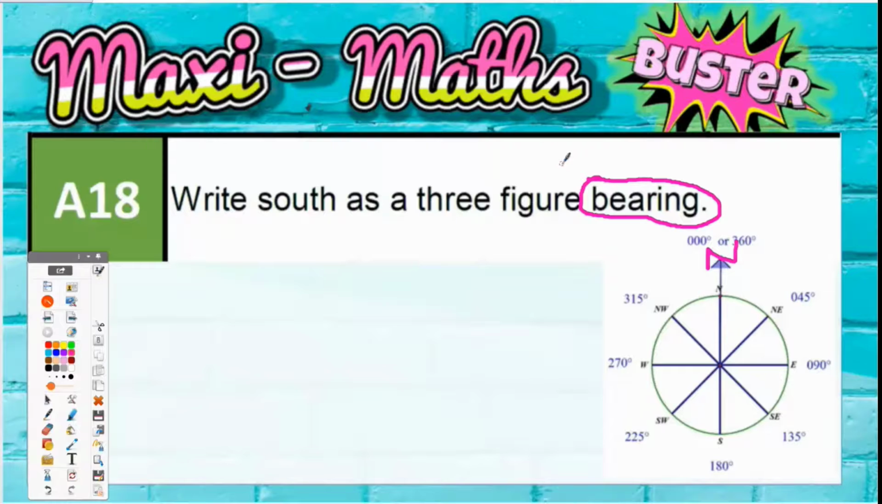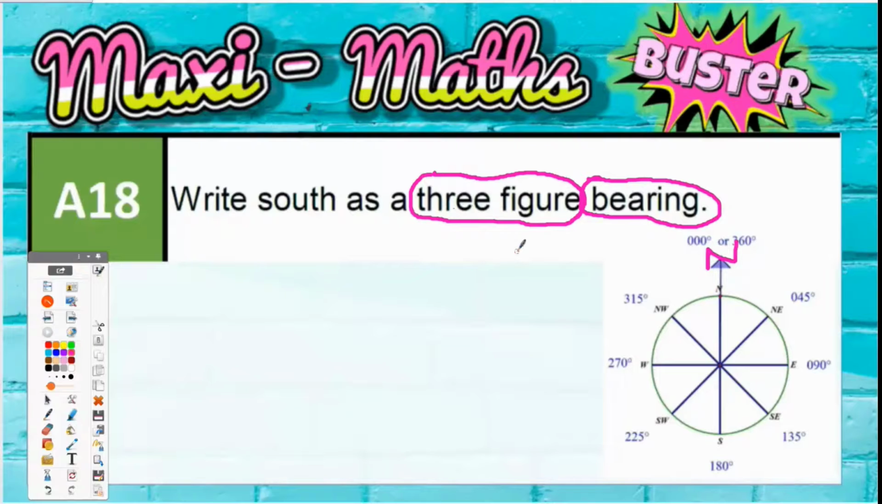Remember, it's traditional that bearings are actually given as three figures. That's just traditional, left over from hundreds of years ago when ships sailing on the sea used to use bearings. They used to use a magnetic compass to decide which direction they were sailing in, and maps of the world to make sure that they were sailing in the right direction. They didn't get lost at sea. That's where the phrase losing your bearings comes from, being lost at sea.